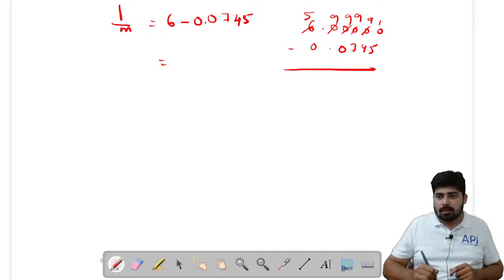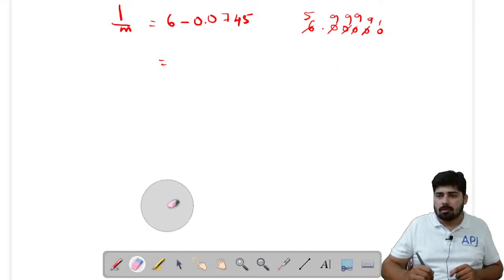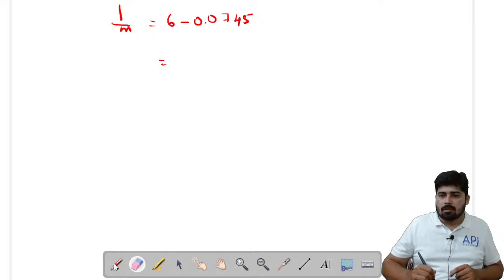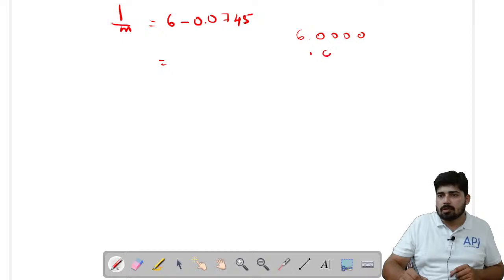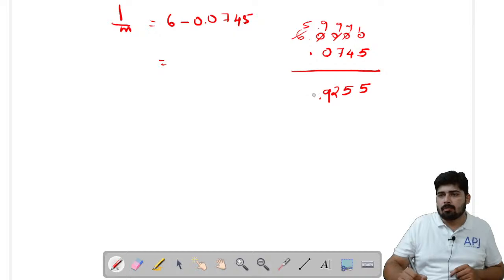Sorry, there is a mistake. Let's correct this. The calculation you have to be very much aware of. 6.0000 minus 0.0745. Now it's 5, 9, 9, 9 and 10. So how much will you get? It is equal to 5.93.